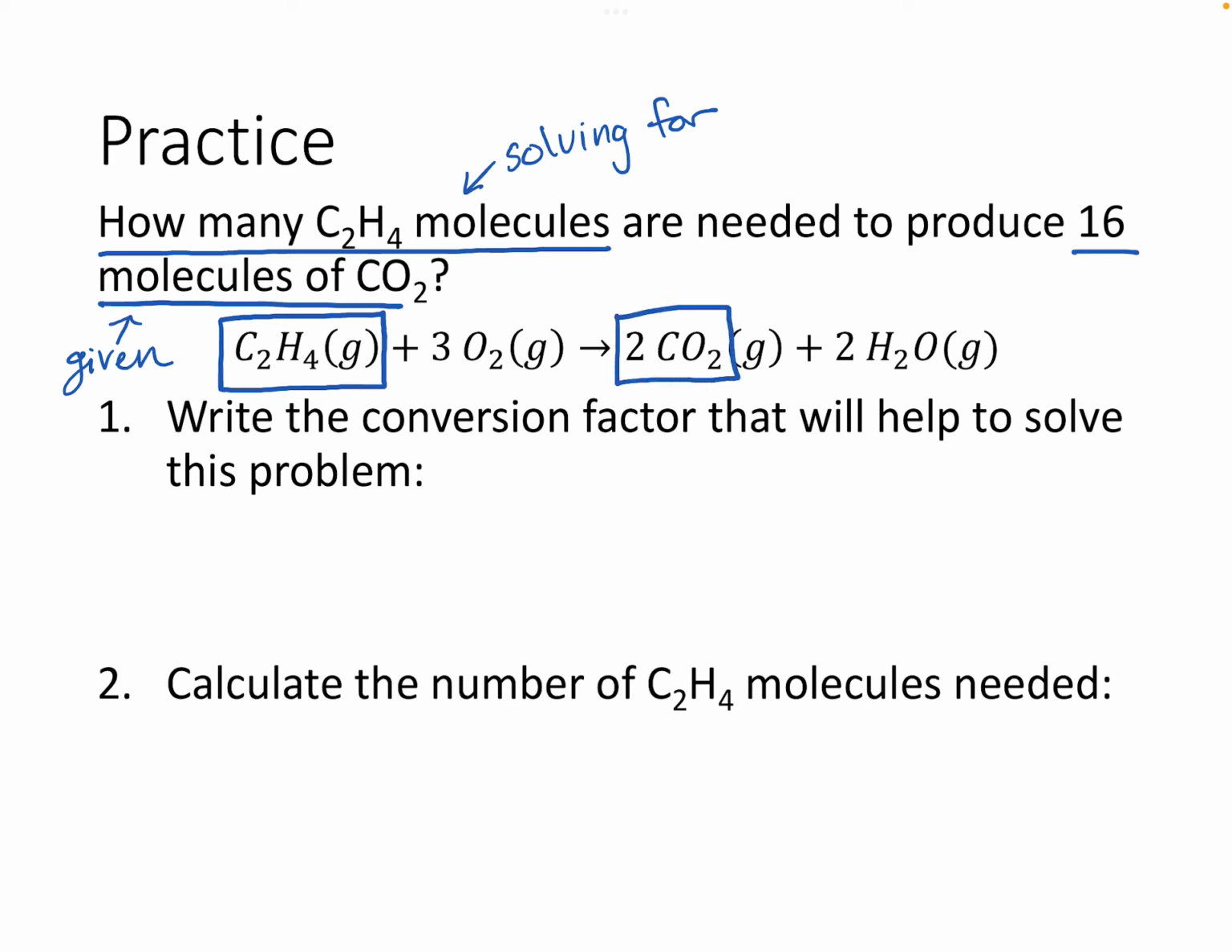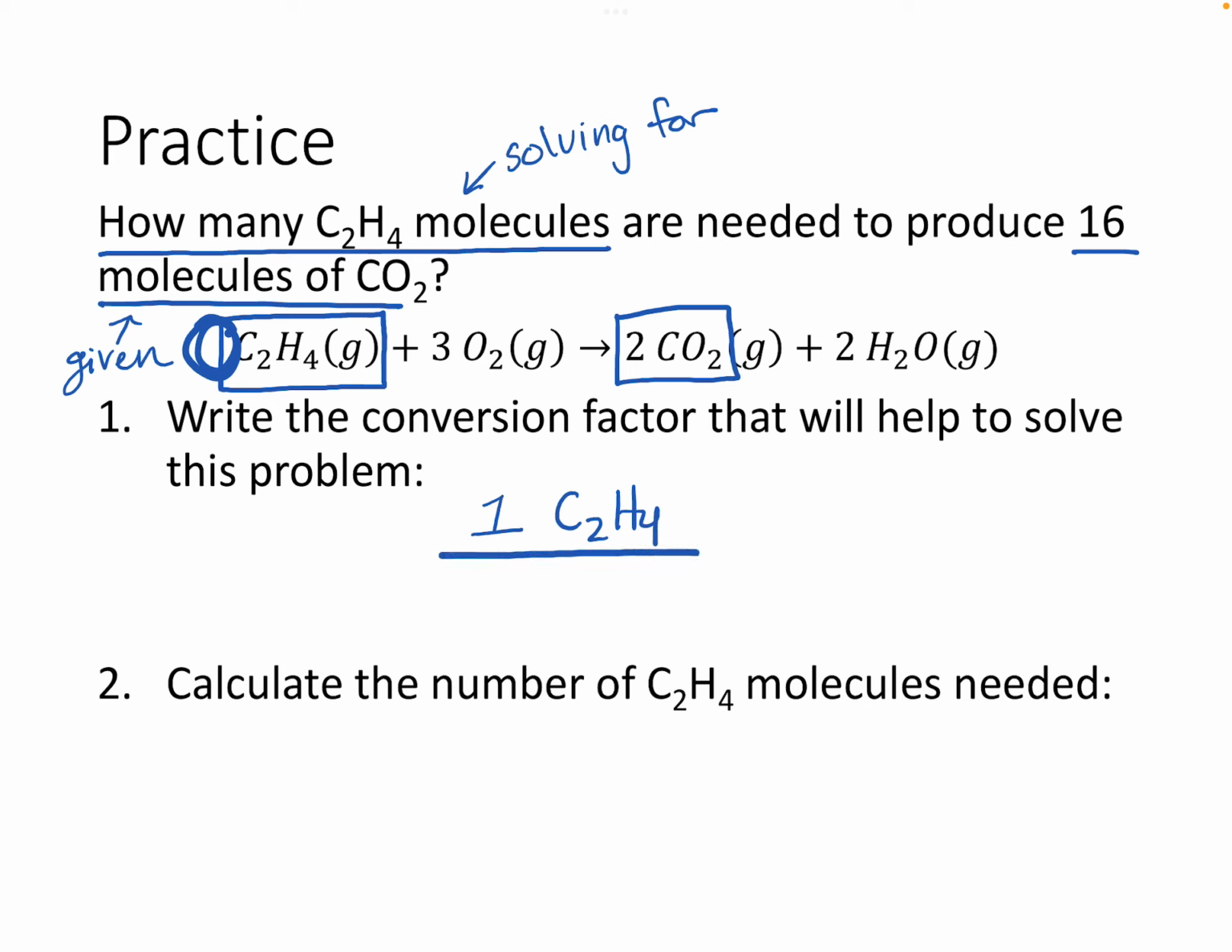So let's write the conversion factor that will help us solve this problem. So again, we want to put what we're solving for on the top in the numerator. So that's 1 C2H4. And again, that 1 is just coming from the coefficient here. So remember, we don't always list the number 1 in our ratios or our coefficients. So if there isn't a number in front of a molecule, that means there's just one of that molecule.